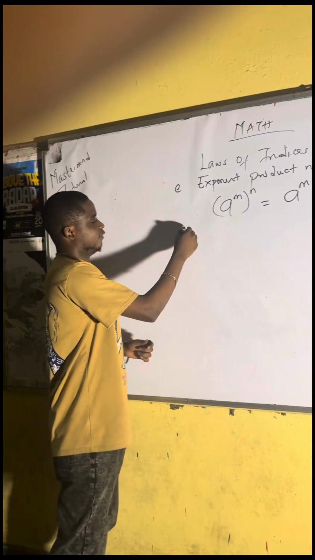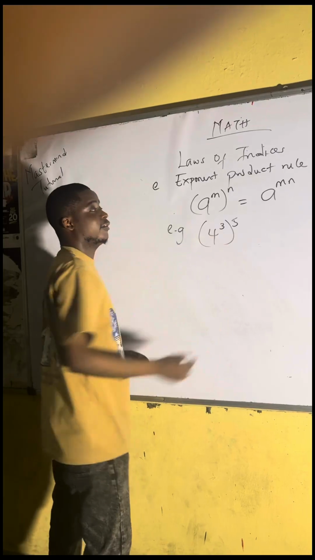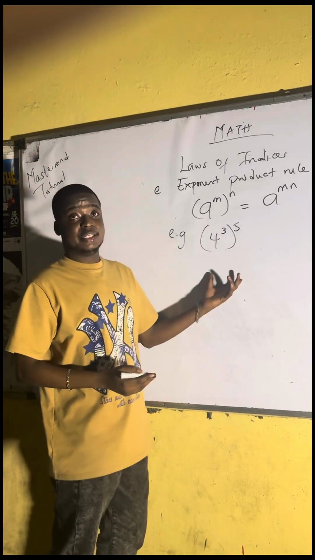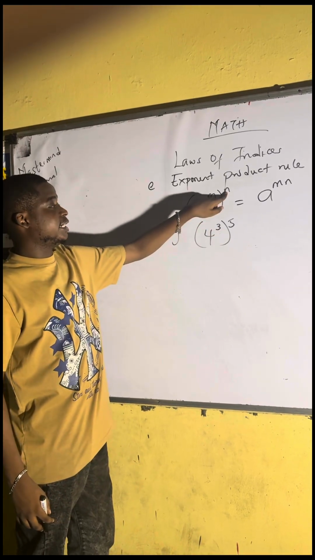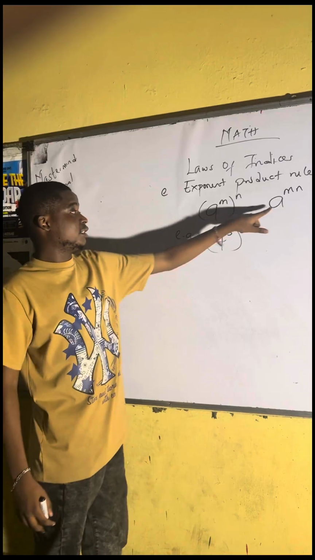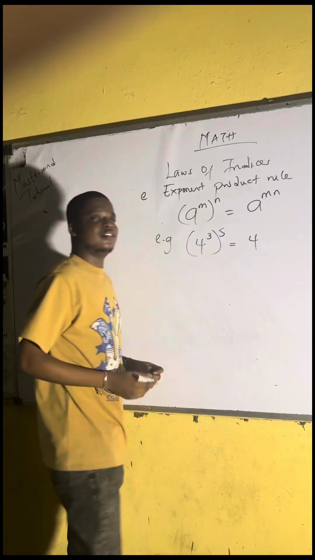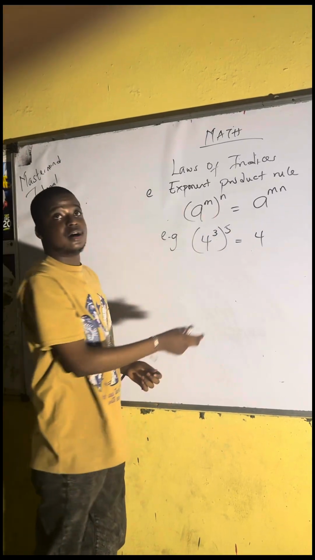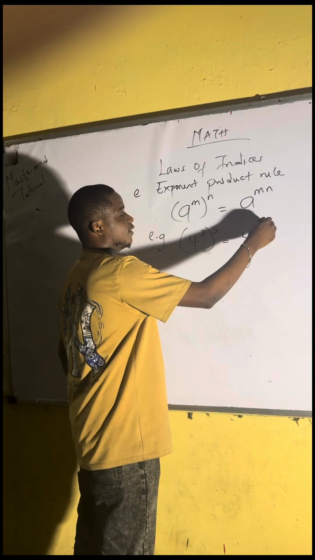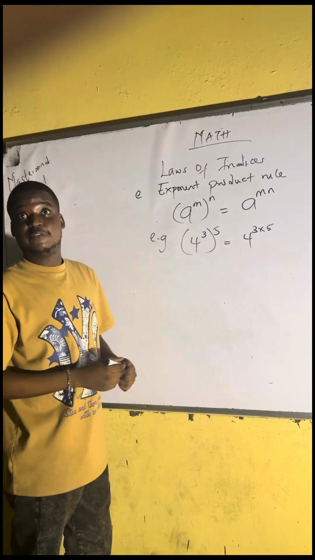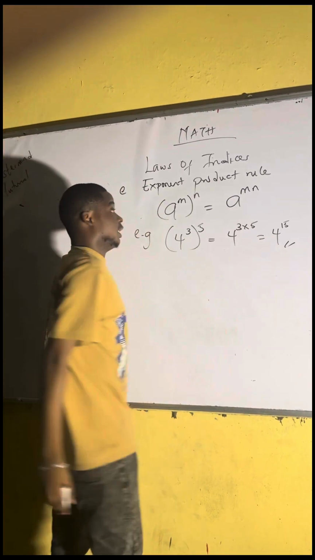So how do we try this? Let's try an example. If you have, for example, 4 raised to the power 3, all raised to the power 5, following this, you can compare it. a here is 4, m here is 3, and n here is 5. So the first thing we do is write the base, which is 4 here. It's just going to be 4. Then the product of the powers, so the product of 3 and 5. 4 raised to the power 3 times 5, and 3 times 5 is equal to 15.